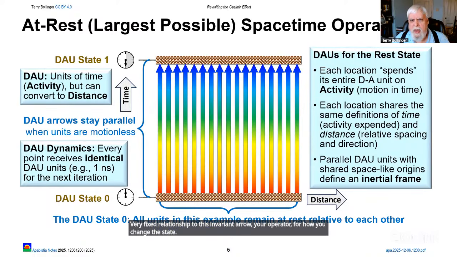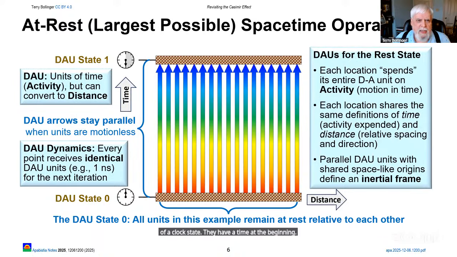Here's a more detailed example of that same idea. You have a cluster of operators. They're all going in parallel. They all start from the same definition. They all have a shared definition of a clock state. They have a time at the beginning. Then they have a time at the end, the DAU state 1, and that's the one.